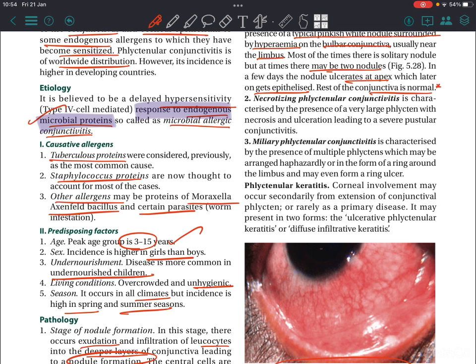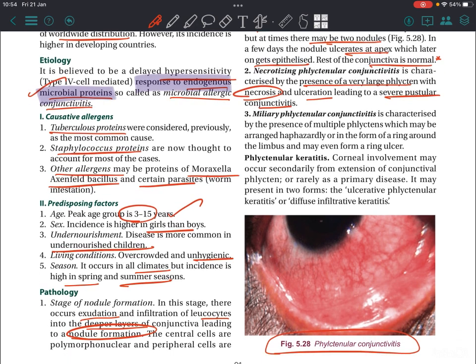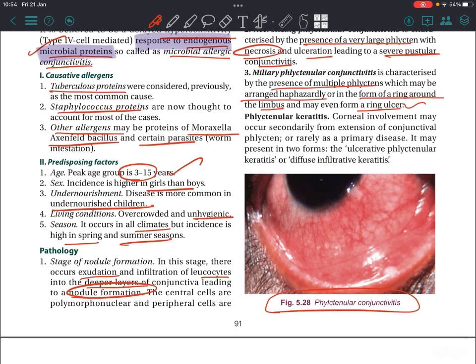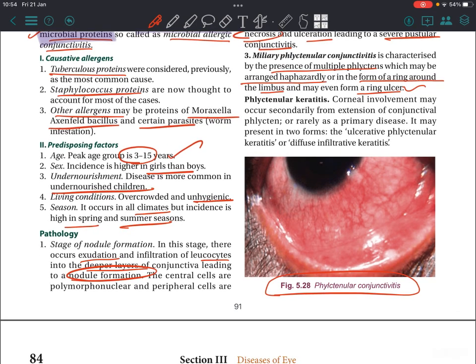Necrotizing phlyctenular conjunctivitis is characterized by the presence of very large phlycten with necrosis and ulceration leading to severe pustular conjunctivitis. Miliary phlyctenular conjunctivitis is characterized by the presence of multiple phlyctens which may arrange haphazardly or in the form of a ring around the limbus, and may even form a ring ulcer.